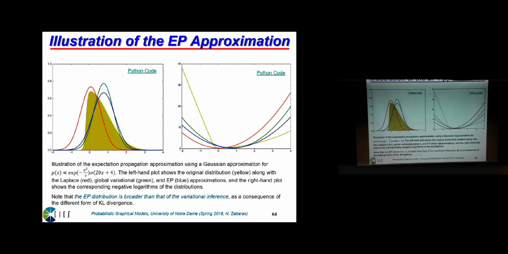All right, so I told you that I would show you the expectation propagation result. So if I remember again, we are approximating this darker region. This is the Laplace approximation. The minimization we got with variational Bayes.